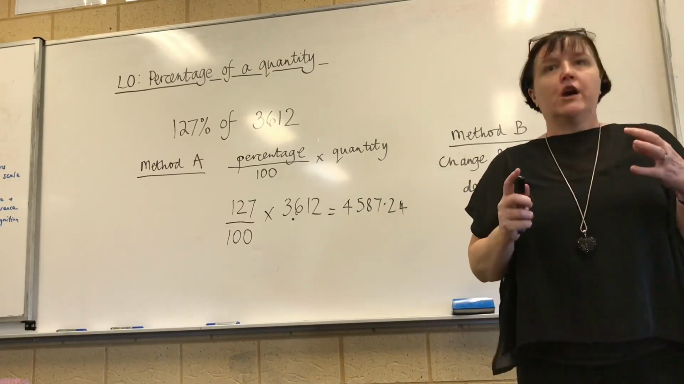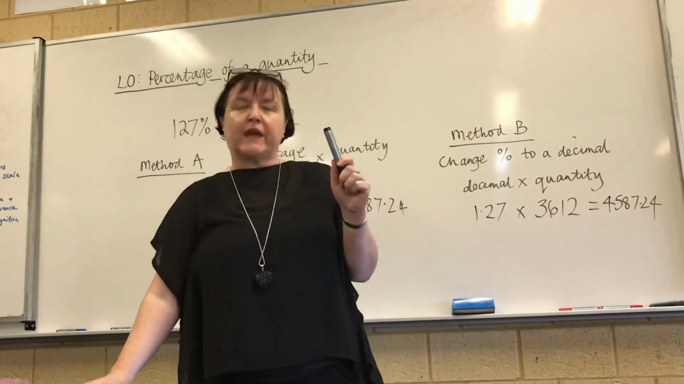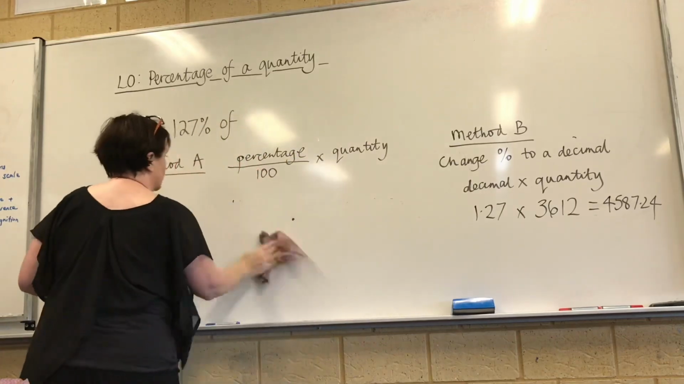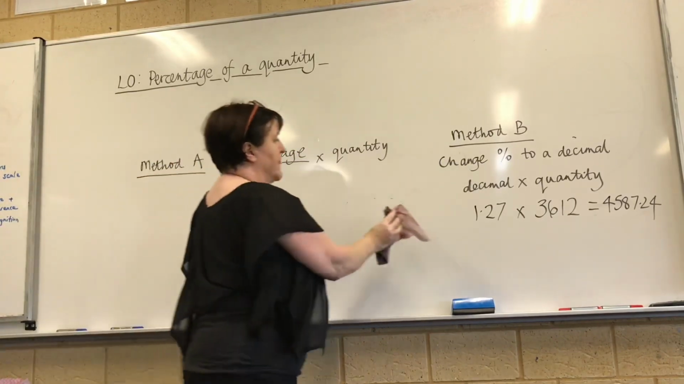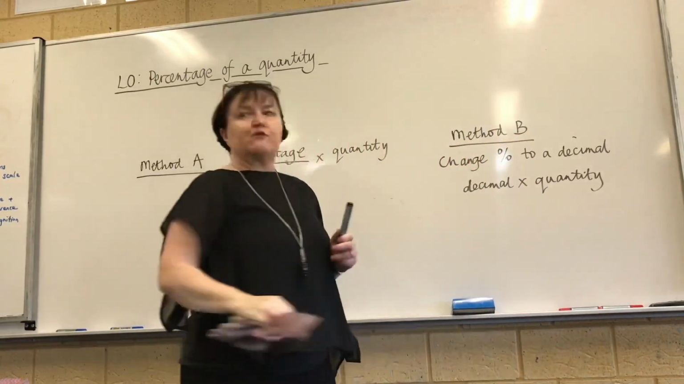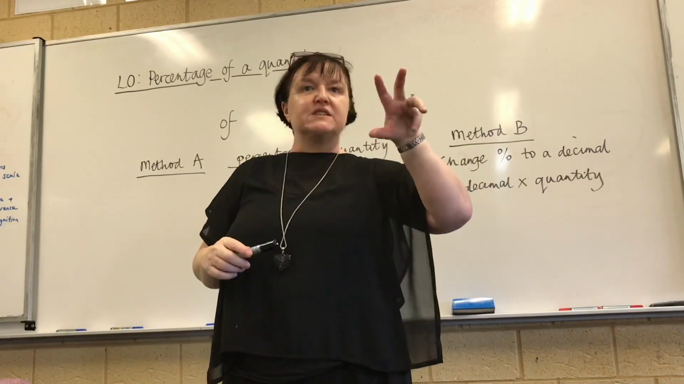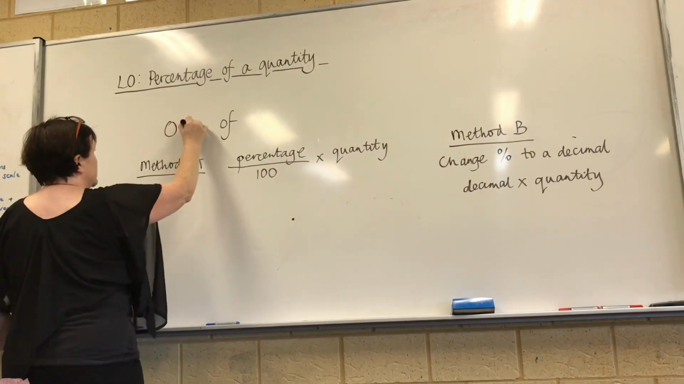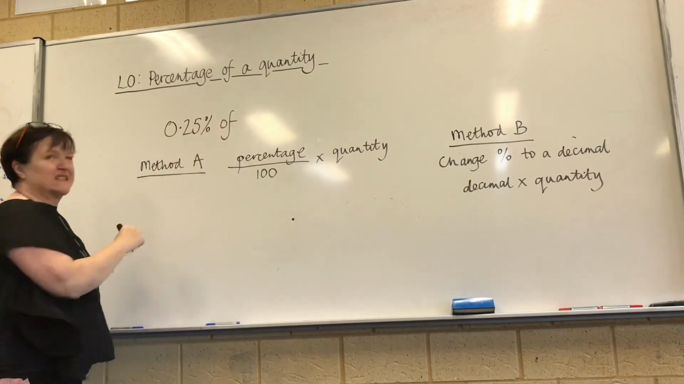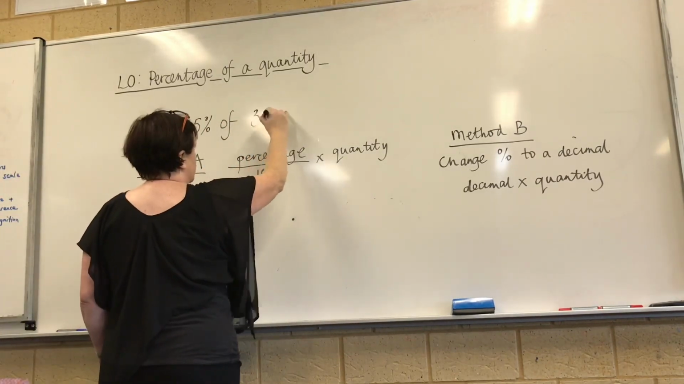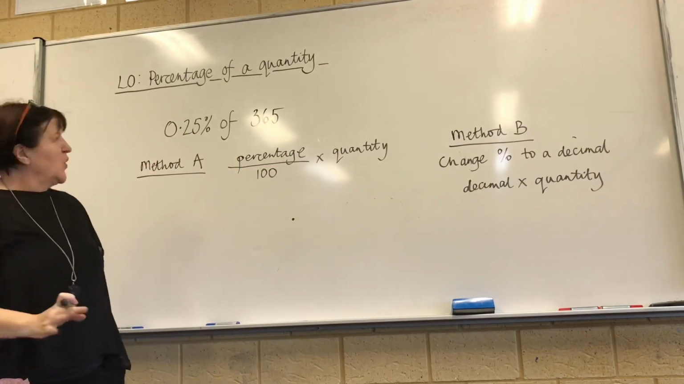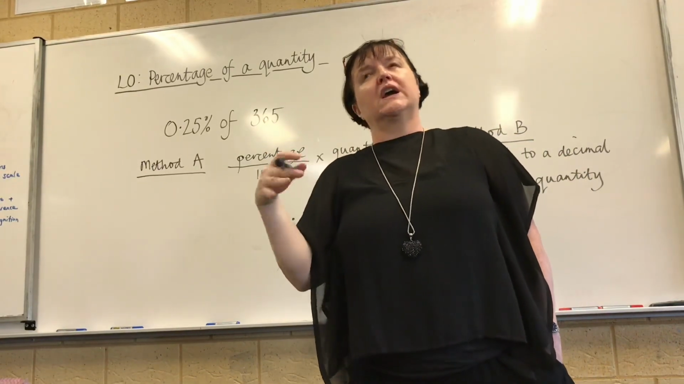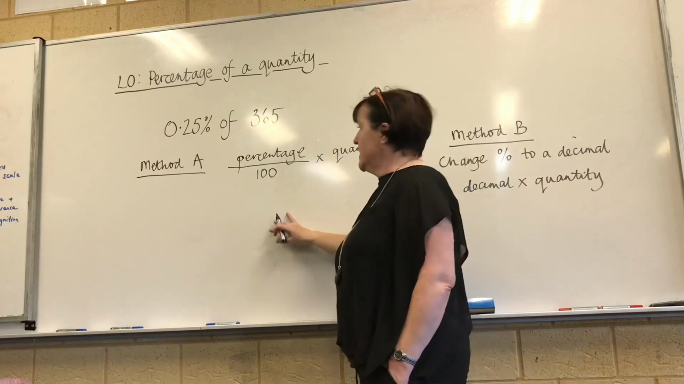Okay. So, we're going to do one that's a little bit trickier, just so that you can see which method might be simpler to use. Obviously, if you do method B, you've got to be able to change the percentage to a decimal mentally. So what if you get something like this, though? 0.25% of 365. Now that's not quite so easy, is it? How would you change 0.25% into a decimal? Let's do this one first.